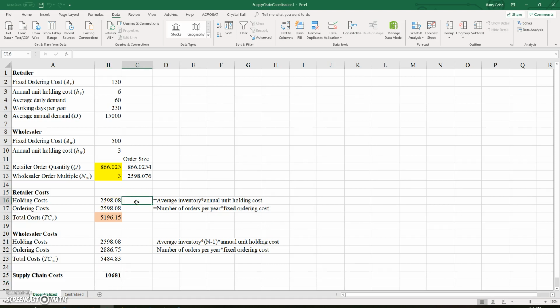Here's an observation about the retailer's costs at its best order quantity. We see that the holding costs are equal to the ordering cost. So in the decentralized mode, the retailer will use the economic order quantity, which is the order quantity where holding costs are equal to ordering cost. Once the retailer selects its order quantity, the wholesaler will then react by choosing its best order multiple.